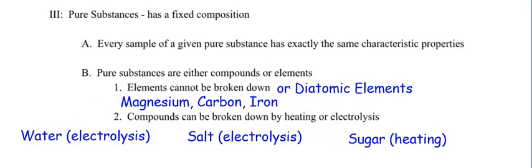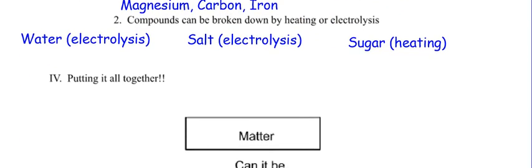So let's put this whole thing together, all right? This is kind of summarizing everything that we've done so far, okay? So here we have matter, and the question is, can it be separated? Well, what do I call it if you can separate it physically? That's a mixture. Like I said, if you have distillation or filtration or something, you can separate it. What if you can't separate it by a physical means? Then it's a pure substance, okay?